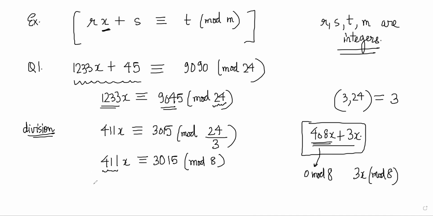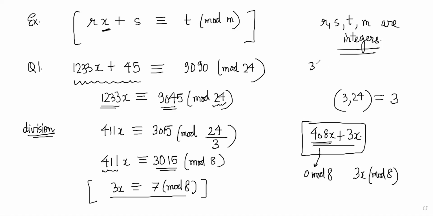So basically this will convert to 3x mod 8, and on the other side 3015. If you divide 3015 by 8, you will get 376 and remainder 7. You get 7 mod 8, right? You should get this value. So 3x is equal to 7 mod 8. This is what we are getting, right?